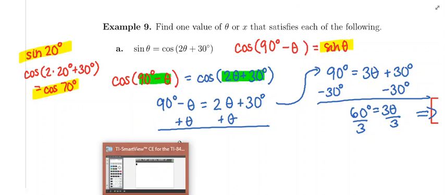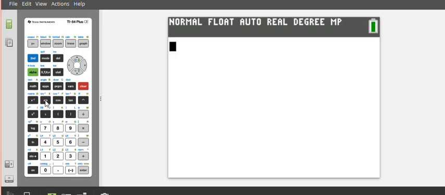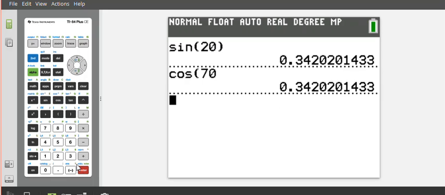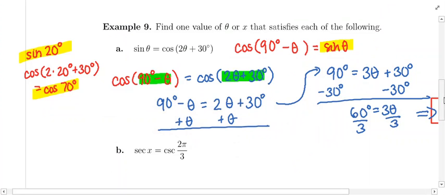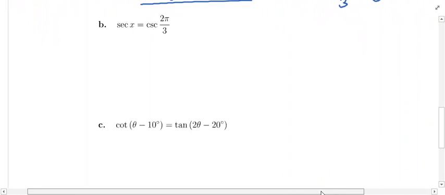If I go over here to my calculator, I'm in degree mode already. So I've got the sine of 20 degrees. Here's the decimal approximation. And now I'm going to look at the cosine of 70 degrees, and I get an exact match. So I know that I am correct in saying that theta equals 20 degrees. All right, the next one.